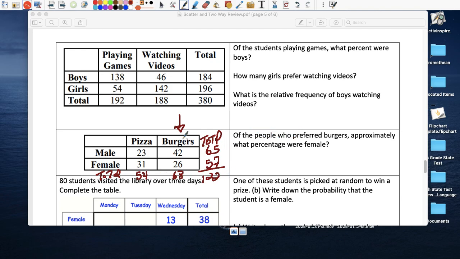Of the people who prefer burgers, how many people prefer burgers? 68. How many of them were females? 26. 26 out of the 68 who like burgers were females. We want a percent. Divide, multiply by 100. 38.24, rounded to the nearest hundredth.